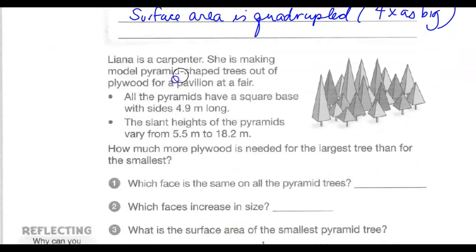All right. So Leanna is a carpenter. She is making model pyramid-shaped trees out of plywood for a pavilion at a fair. All the pyramids have a square base with sides 4.9 meters long. The slant heights of the pyramids vary from 5.5 meters to 18.2. How much more plywood is needed for the largest tree than for the smallest tree?